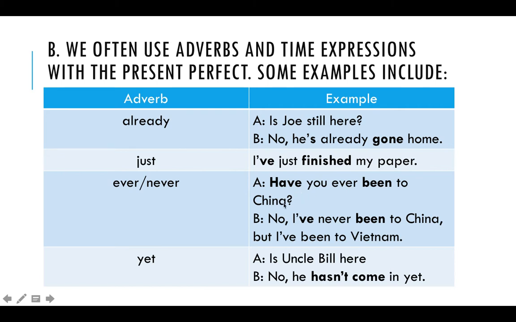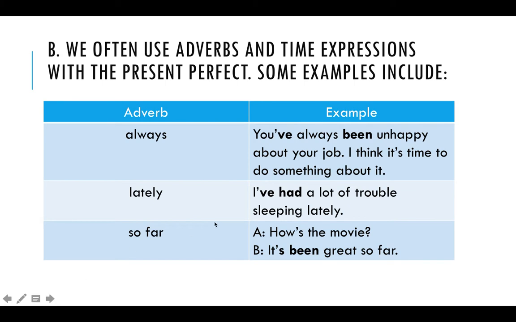Have you ever been to China? This is with ever and never. No, I've never been to China, but I've been to Vietnam. Yet. Is Bill here? No, he hasn't come in yet. Always. You've always been unhappy about your job. Now I think it's time to do something about it.